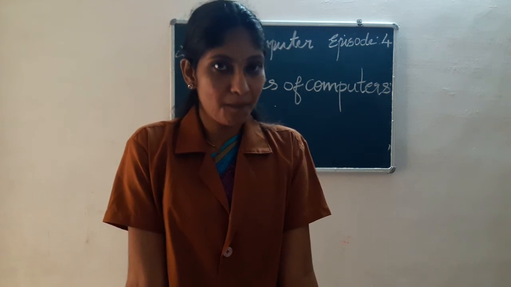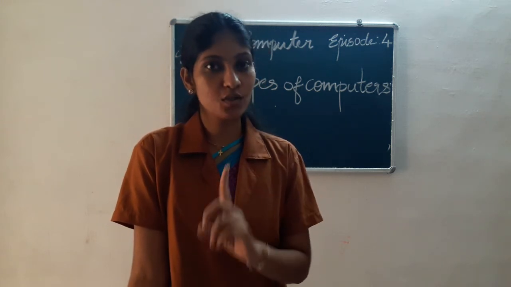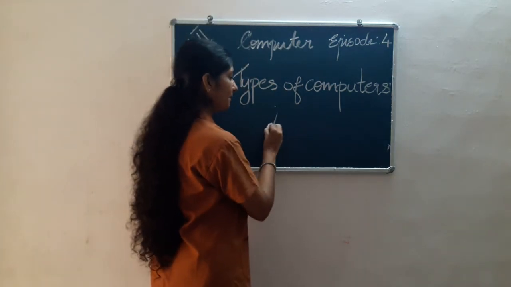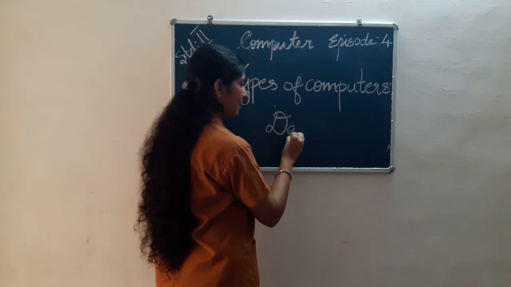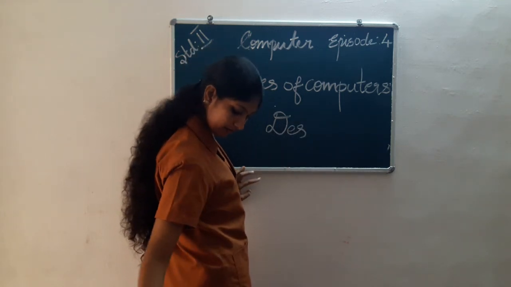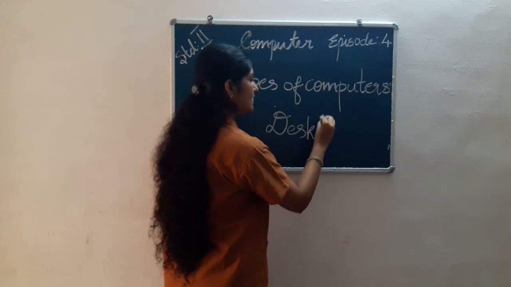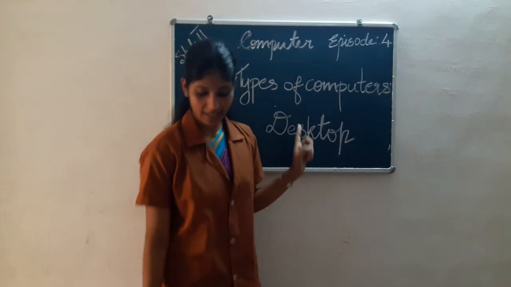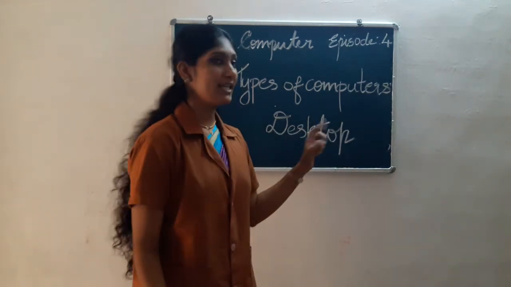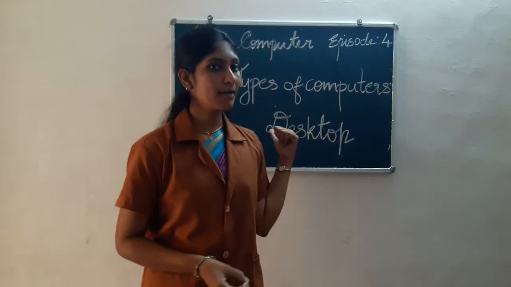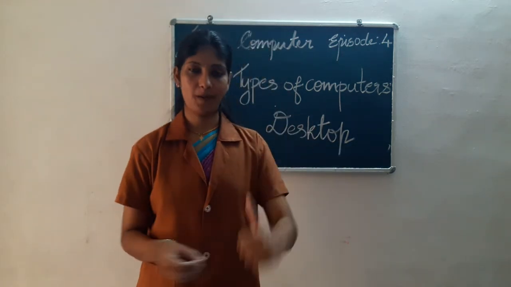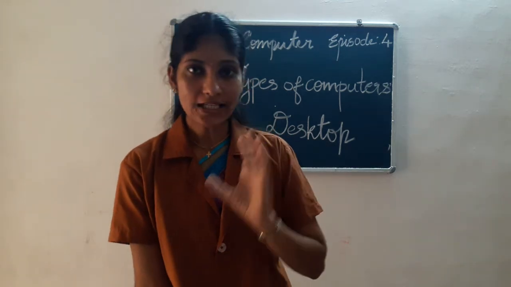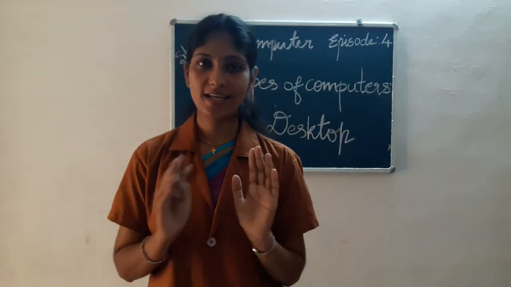So the first type of computer is desktop computer. First type is desktop. D E S K T O P. Desktop. D E S K T O P. So the first type of computer is desktop. Okay. And a desktop computer is big in size, not very big, but big in size.